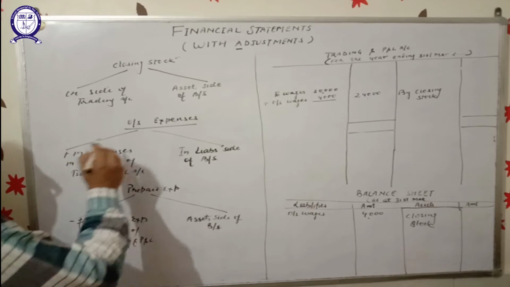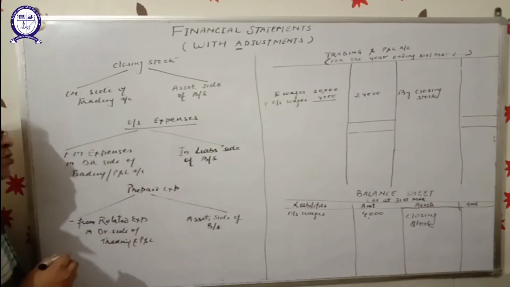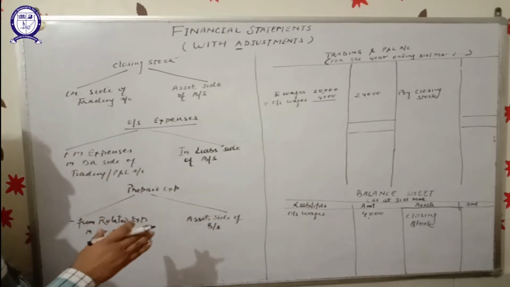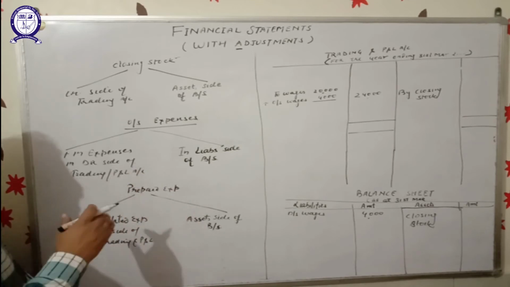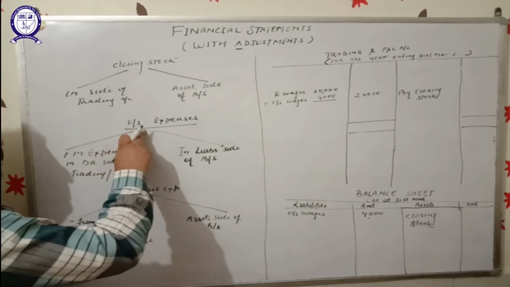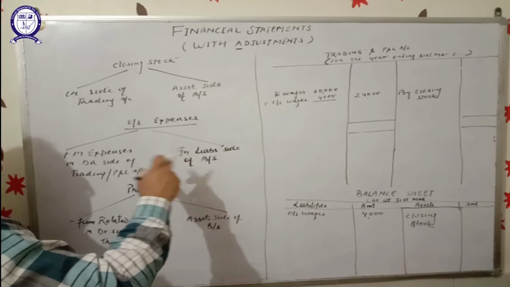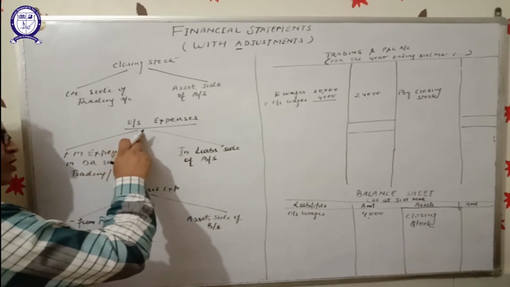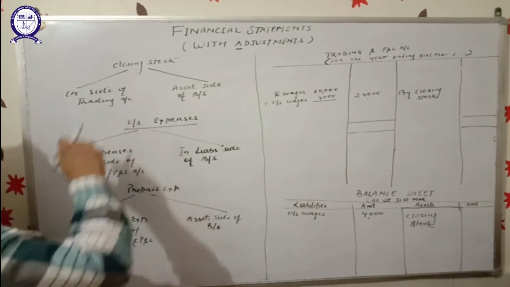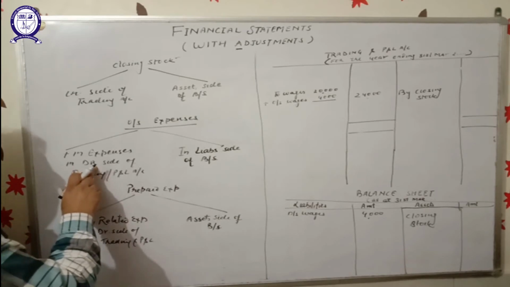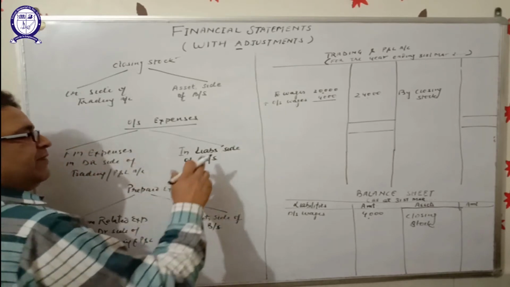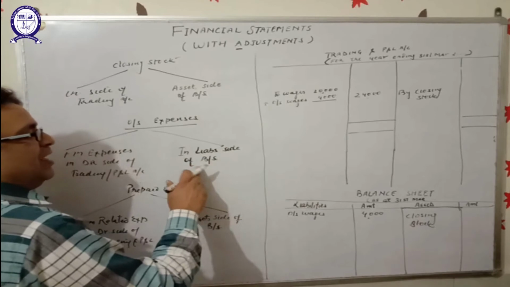Second adjustment, outstanding expenses. You know what is outstanding expense? Outstanding expense means expense which has become due but still not paid. Services has been taken but the amount is still to be paid. So according to accrual system, we have to add this outstanding expenses in related expense in the debit side of trading and P&L account. And second time it will be shown in the liability side of balance sheet.